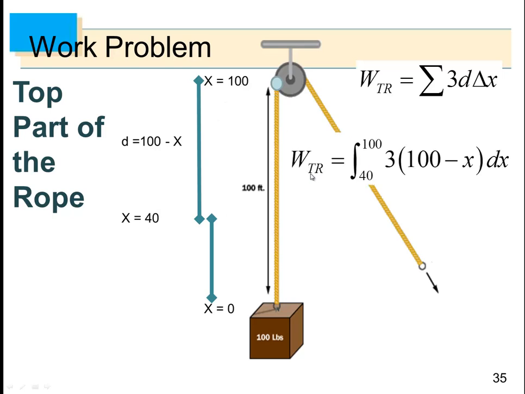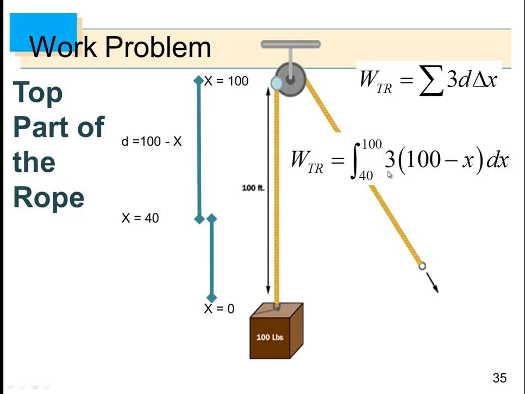And so when I'm putting that all together, here's what I've got. I've got my lower bound of 40 and my upper bound of 100. This is the section of the rope that I'm concerned about, that I'm calculating. The 40 to 100 piece of the rope, all that section in between.